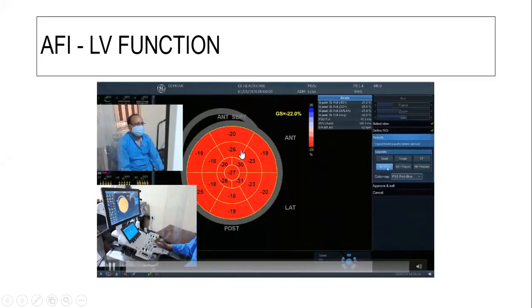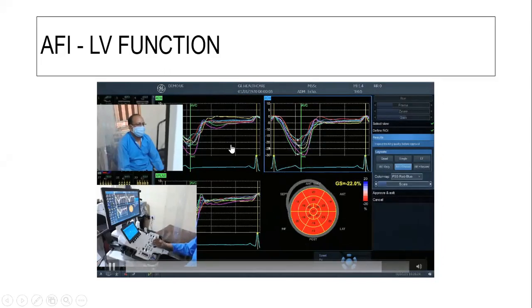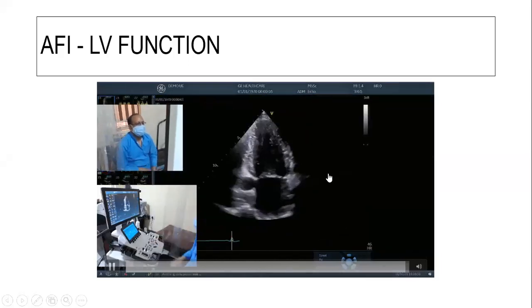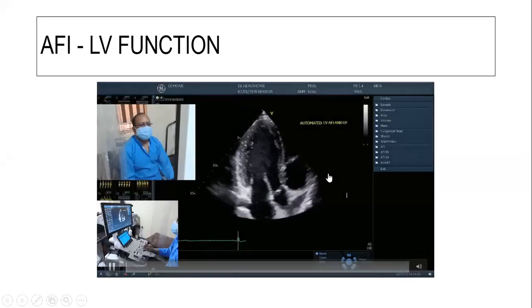So now this is a polar map. All 3 views are seen together, and then the polar map shows the global longitudinal strain. At the same time, we are getting ejection fraction also, 61%. So we are back to the original one. We started with the 3-chamber.